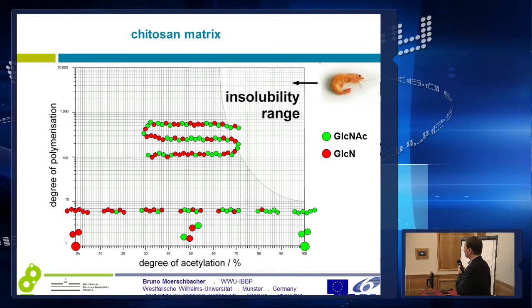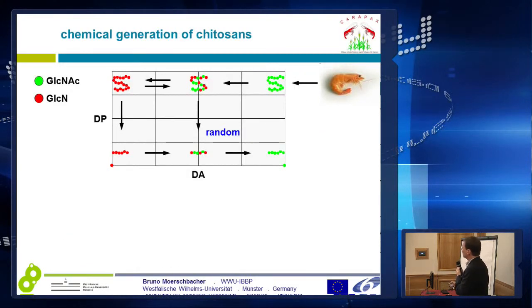And on the x-axis, you have the degree of acetylation. Fully acetylated would be here, so chitin would be up in this range. Chitin is insoluble. By partial deacetylation, you can reduce the degree of acetylation to obtain different types of chitosans. So in the first project we had, a European project named Carapax, we were interested in analyzing the influence of degree of polymerization and degree of acetylation, and we generated a number of chitosans differing in these parameters, and these chitosans were generated using chemistry.